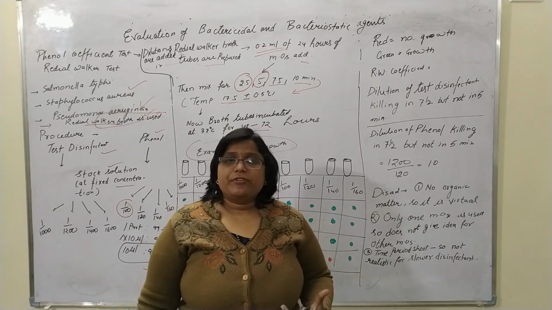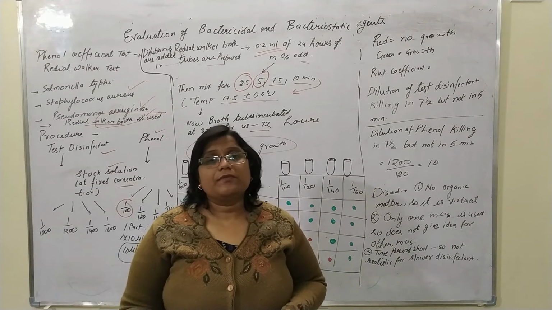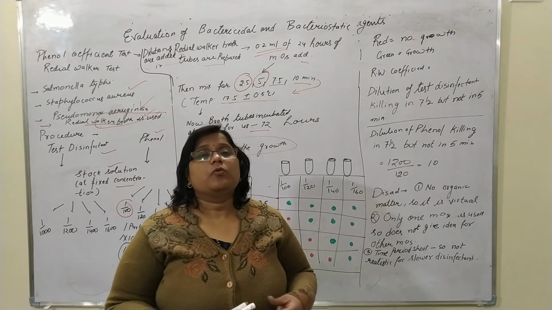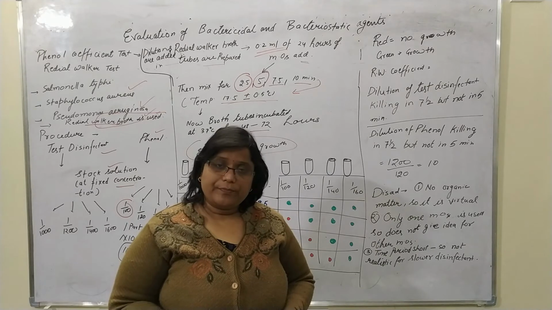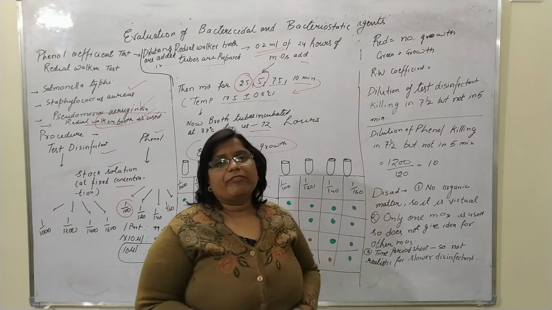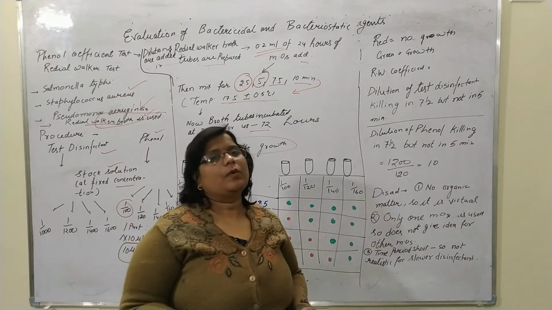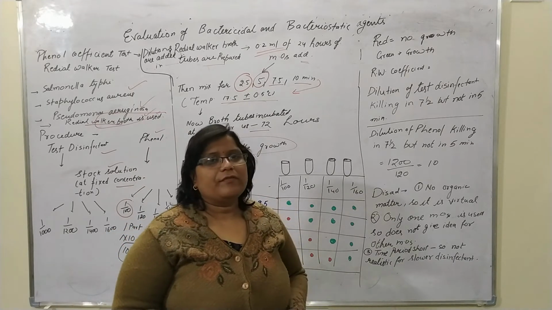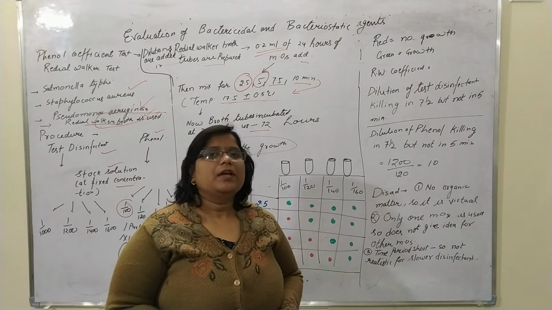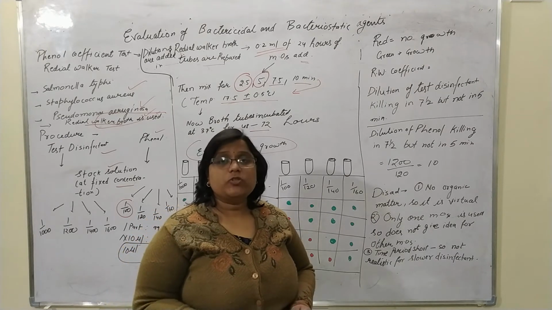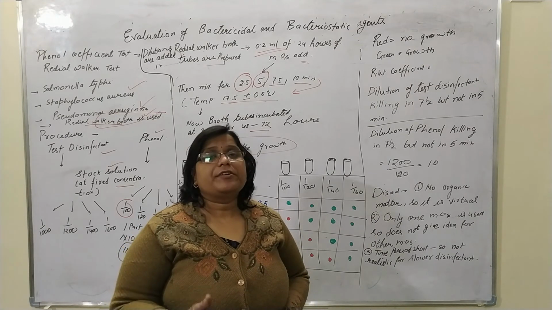If the Rideal-Walker coefficient, or the phenol coefficient, is more than 1, it means it is more effective than the phenol. Here, it means it's 10 times more effective than the phenol. But the Rideal-Walker coefficient has some disadvantages, or we can say some drawbacks with this test. How is it so? It is just a virtual coefficient, it's not realistic.